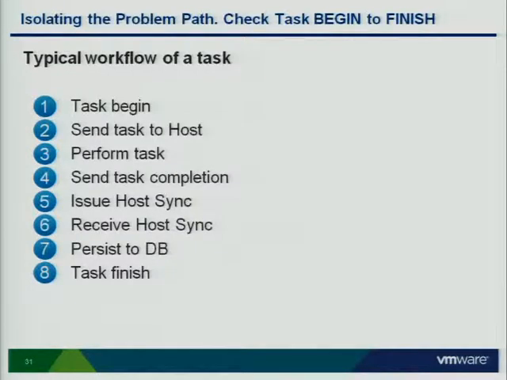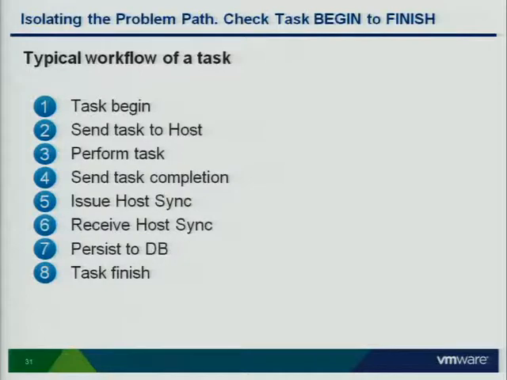Here are typical steps that you need to take into account when you're running a task. So let's say you power on a VM. The sequence goes something like: VC initiates a task begin. It sends the task to the host, the host performs the task, and then the host sends back a task completion message. And then you issue a host sync, basically saying, Mr. ESX, do you have anything that I need to be aware of? Send it back to me. And then VC receives the host sync, and then VC persists to the DB, and then the task finishes.